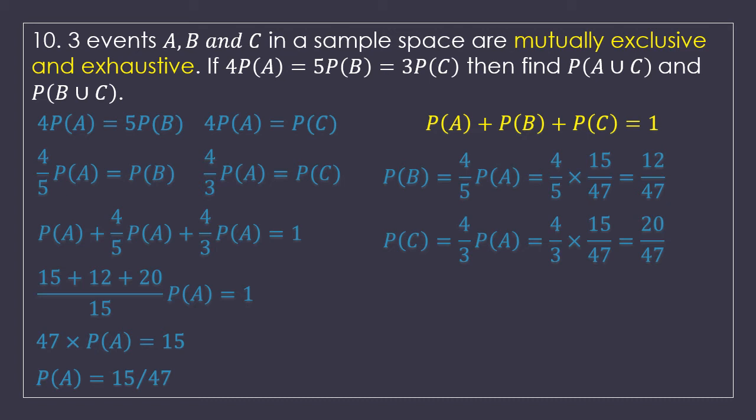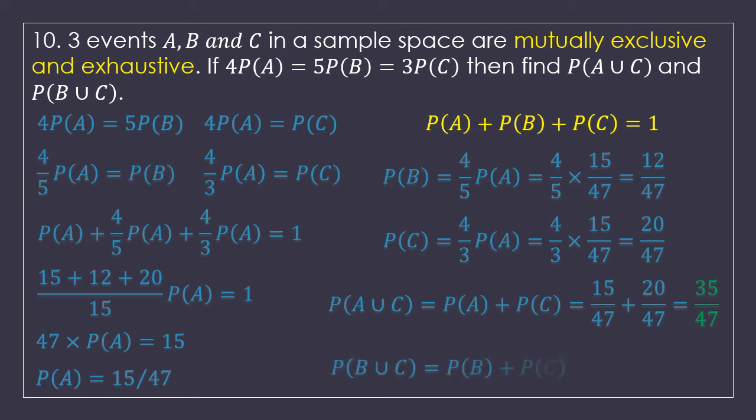Next, I have to calculate A union C. Now, because they are mutually exclusive, union basically means addition. So A union C is A plus C, that is 15 upon 47 and 20 upon 47, answering into 35 upon 47. Similarly, B union C is just an addition of B and C, that is 12 upon 47 and 20 upon 47. That would be 32 upon 47.